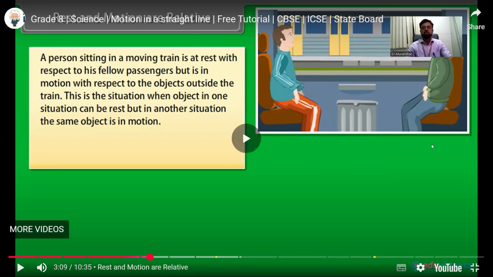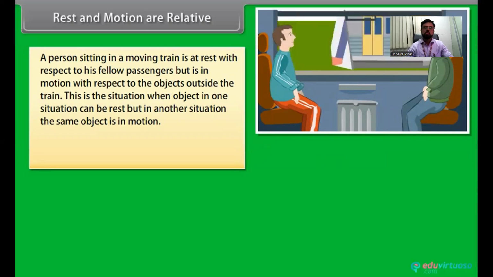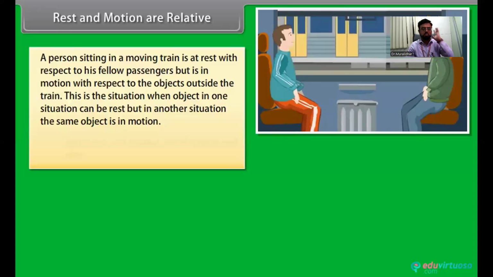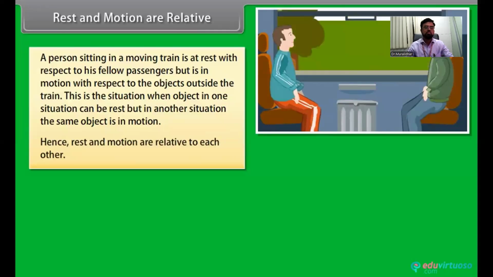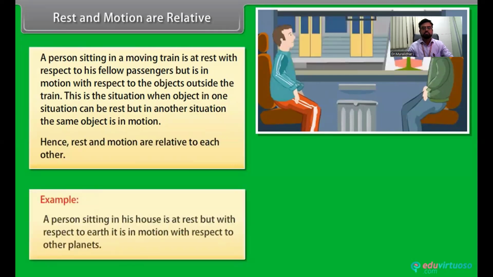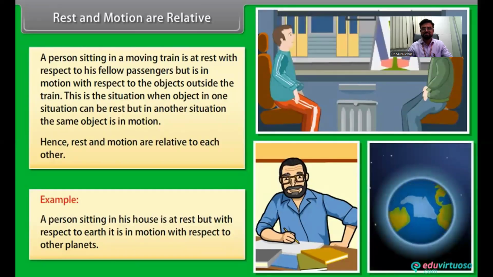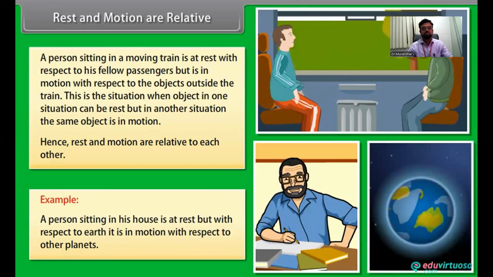This is the situation where an object in one situation can be at rest, but in another situation the same object is in motion. Hence, rest and motion are relative to each other. Example, a person sitting in his house is at rest, but with respect to Earth, he is in motion with respect to other planets.